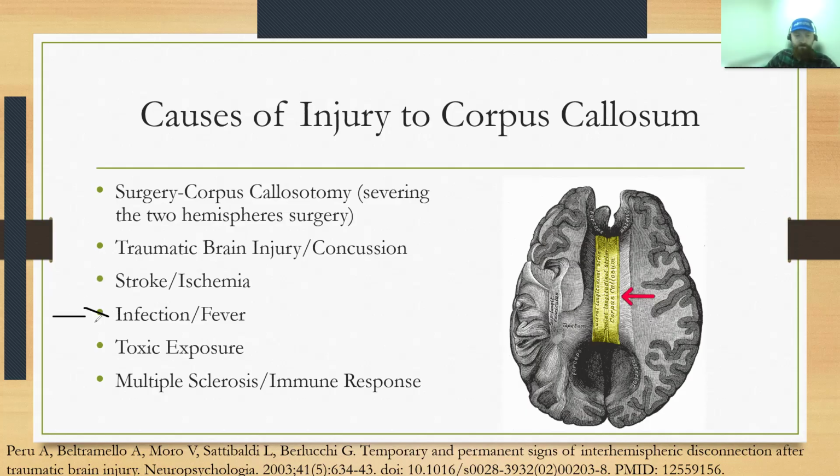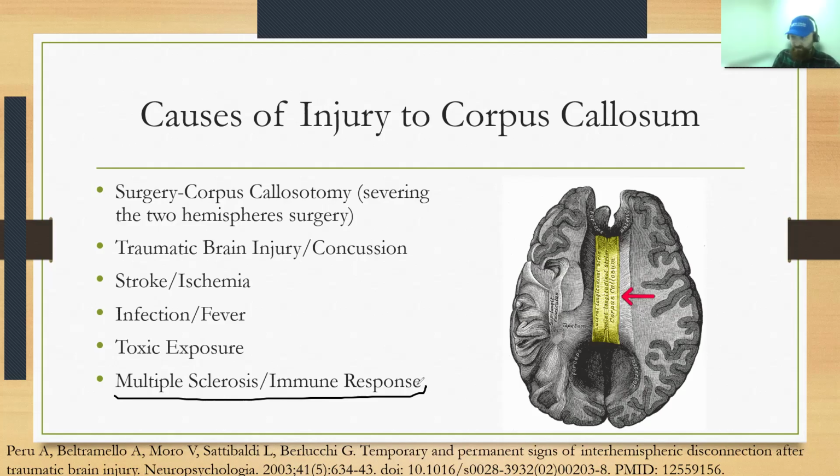Another one is infection or fever. This one's interesting because fever can at some point start causing brain damage above 104 Fahrenheit of an internal temperature, and that can cause damage to these soft brain structures. Same thing goes with infection, but also toxic exposure. Toxic exposure is something that, per the source down here, can cause damage to the corpus callosum. But one of the more interesting things, now I know multiple sclerosis and immune responses aren't necessarily brain injuries in and of themselves. They can certainly cause brain injuries.